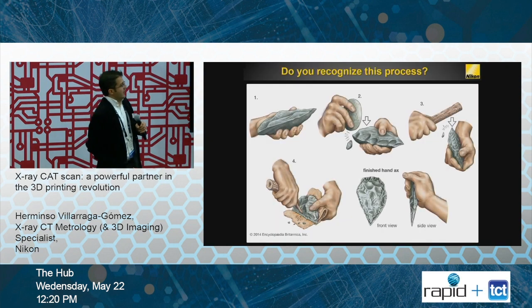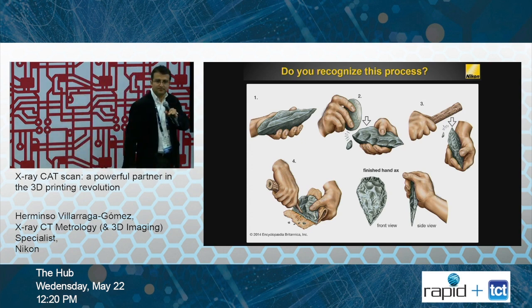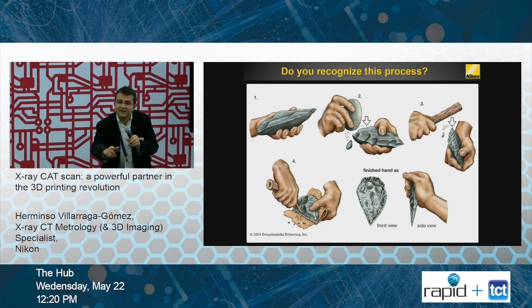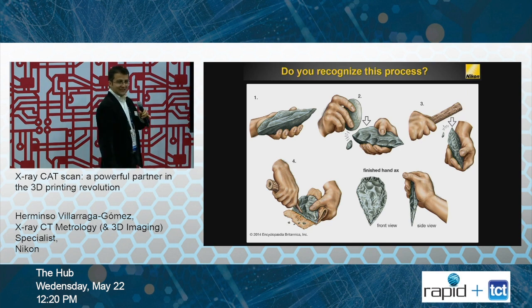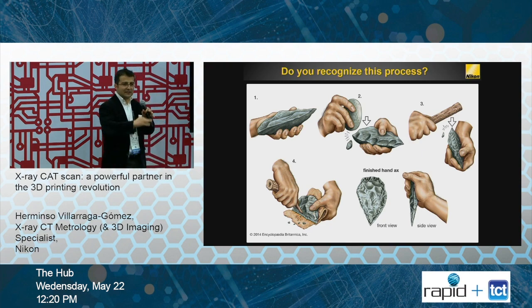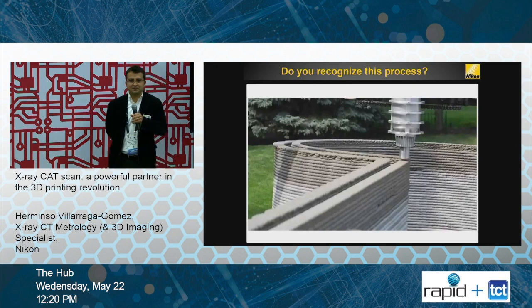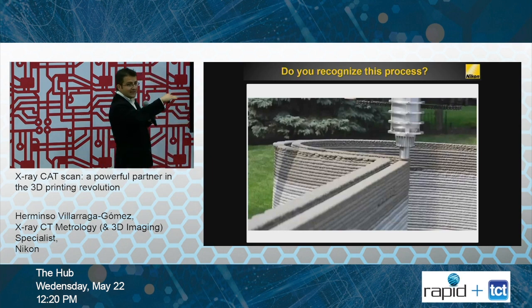All right. Let me start with this question. Do you recognize this process? Any ideas? It's subtractive manufacturing. So it's a very old technology in which you take a chunk of material and you start taking material away until you get your tooling. What about this one? That's additive manufacturing. So it's the opposite process. We get the material and we start stacking up.